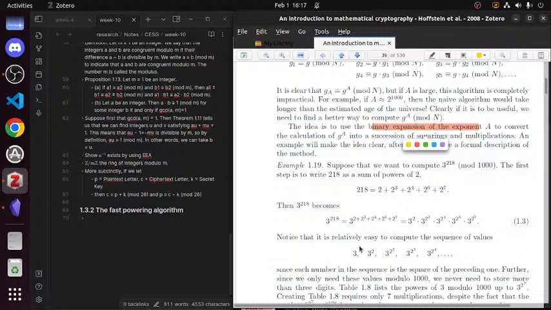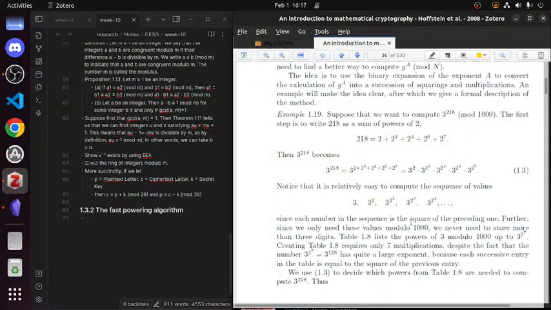Notice that it is relatively easy to compute the sequence of values. When you take this number in the front, you know you're going to have to compute it into powers of 2 for what you're looking to do. It's relatively straightforward to do as many as you need to, since each number in the sequence is a square of the preceding one. Further, since we only need these values modulo 1000, we never need to store more than 3 digits, because we don't care about anything greater than 1000. We're only working modulus 1000.